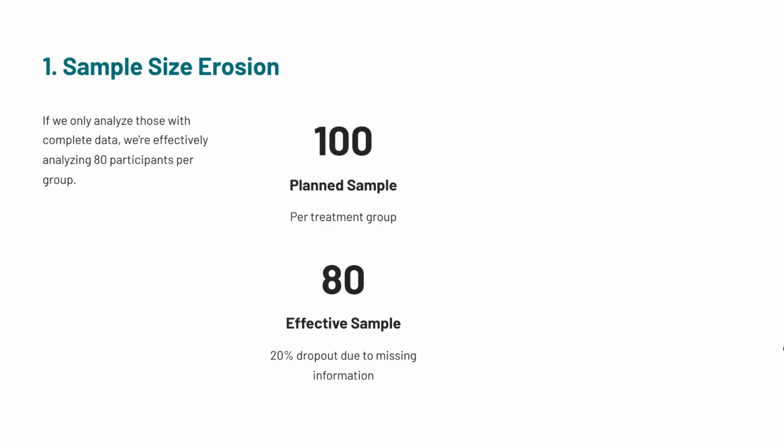First, missing data reduces power. That means your effective sample size shrinks, which makes it harder to detect treatment effects, even if they exist. Imagine planning a trial with 100 patients per group, but 20 in each arm don't provide outcomes. Now you're effectively analyzing only 80 per group. With fewer data points, your estimates become noisier, and the chance of a false negative increases.